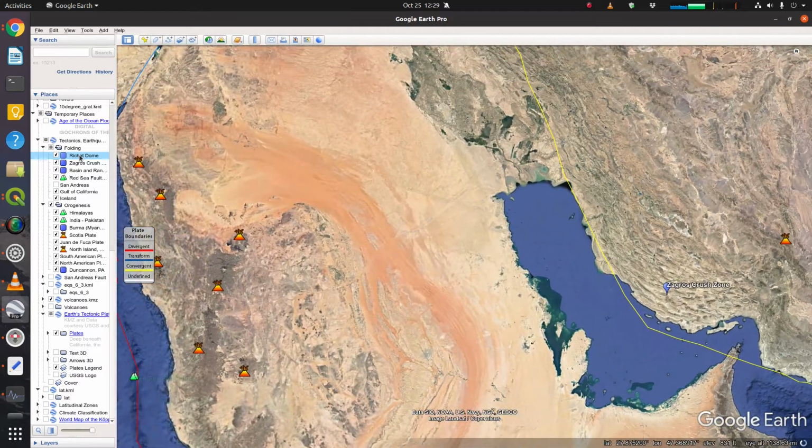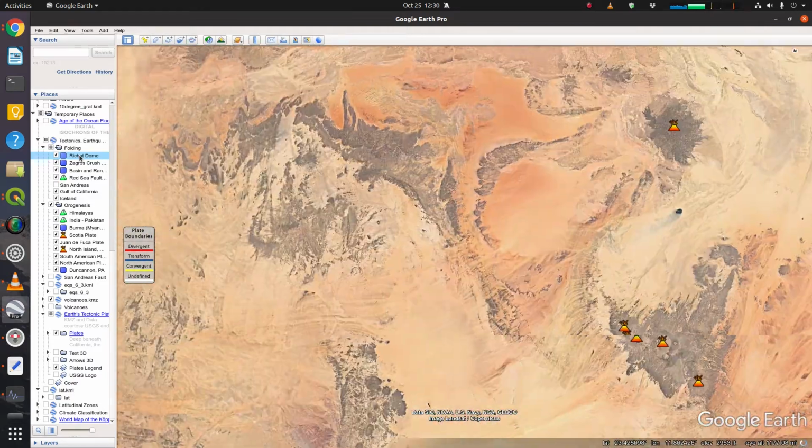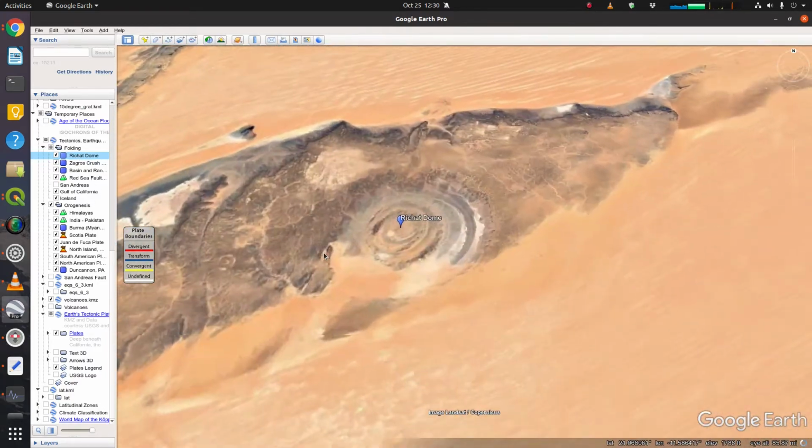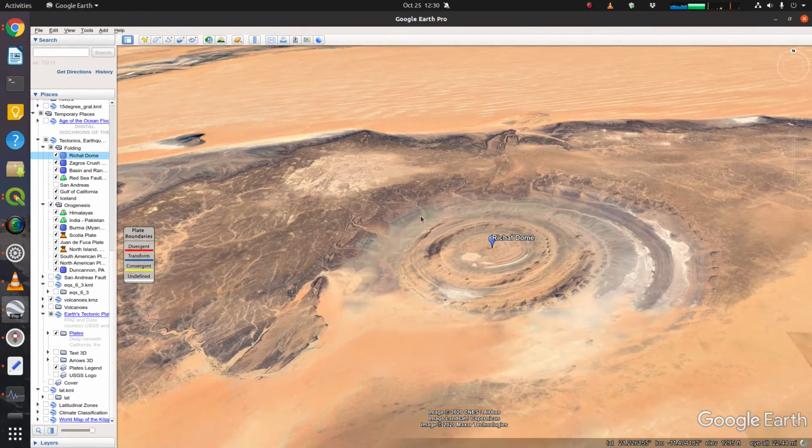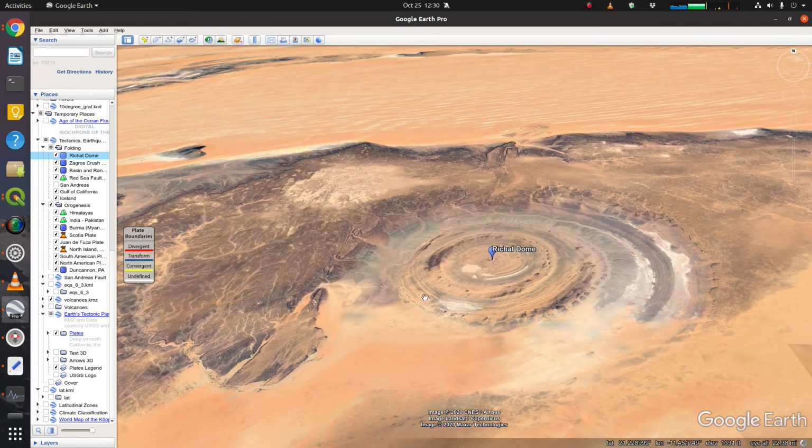Other places where tectonics results in amazing features, the Richat Dome in the desert of Mauritania, this huge bullseye-shaped geologic feature. It's like 30 miles across. And for a long time, researchers thought it was caused by impact of, for example, a large meteor, but turns out it's just been lifted up and worn away, revealing these concentric rings. What else do we have?